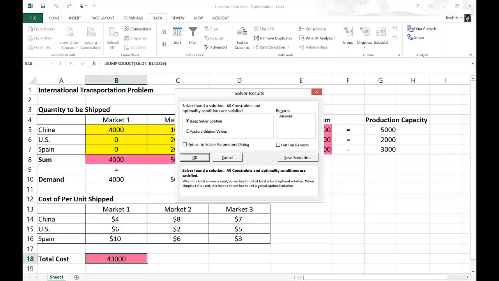And Solver says it found a solution. Do you want to keep the Solver solution, or do you want to restore the original values, which at the beginning we didn't know, so everything was 0? And of course we want to keep it.